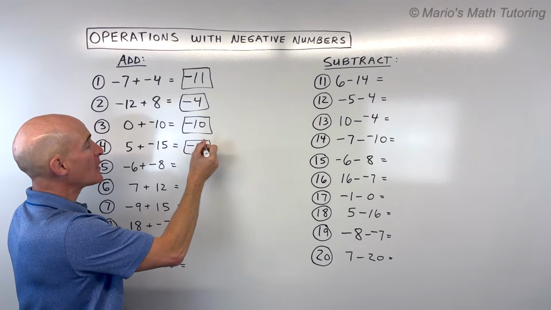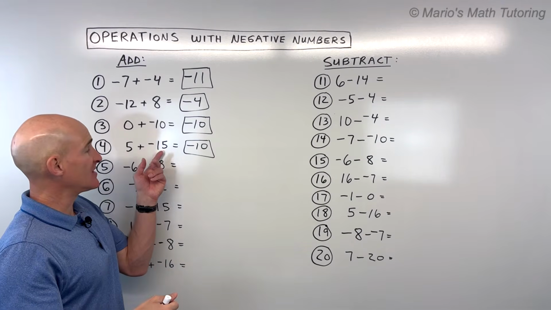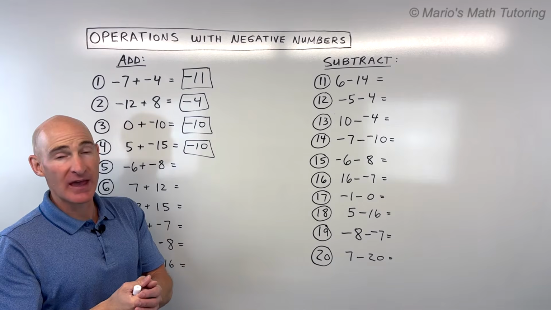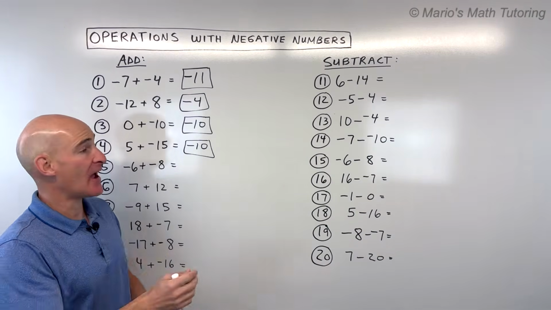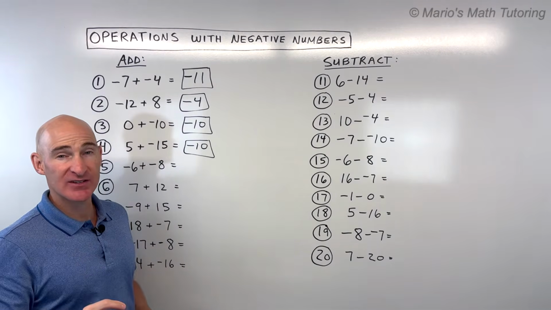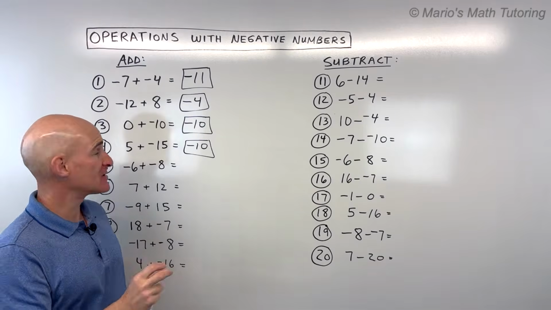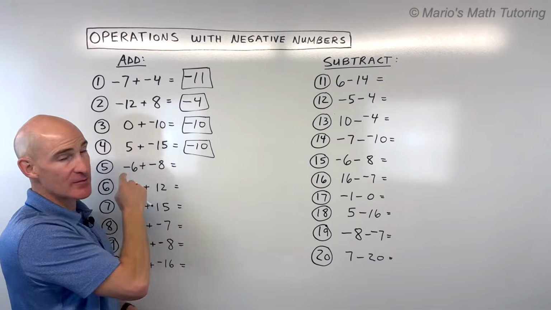Now, another way to look at it is, again, that tug of war. You say, oh, I got positives and negatives. The negatives, there's more of them. That means that it's going to be a negative answer. How many more of them do you have? You would actually have to, in your mind or on paper, subtract the bigger number minus the smaller number. 15 minus 5 is 10, but it's going to be a -10 because we had more negatives than positives.